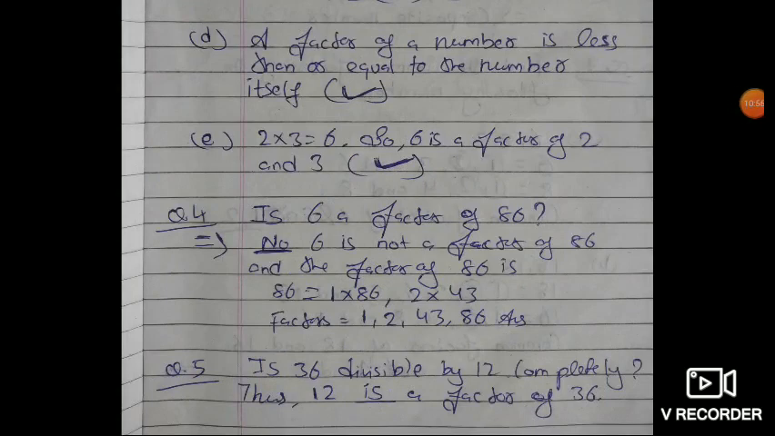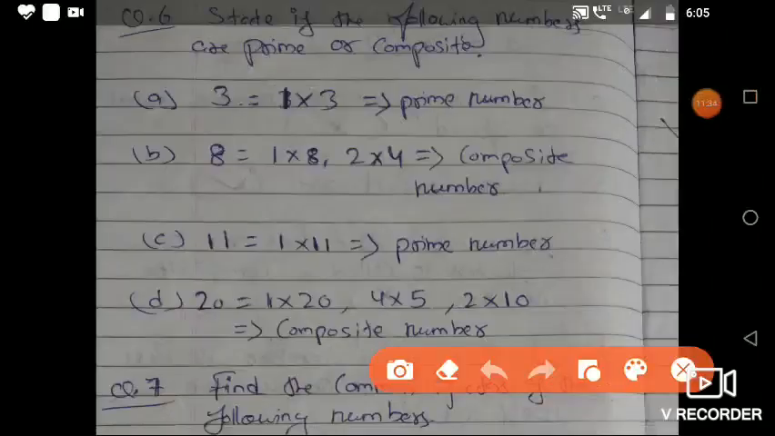Next, question number 4. Is 6 a factor of 86? Here we find out whether 6 is a factor of 86. Yes or no? The answer is no. Then write: no, 6 is not a factor of 86, and 86 equals 1 into 86 and 2 into 43. That means 2 times 43 is 86. So the factors are 1, 2, 43 and 86. This is our answer. Question number 5. Is 36 divisible by 12 completely? Write in a sentence like this.